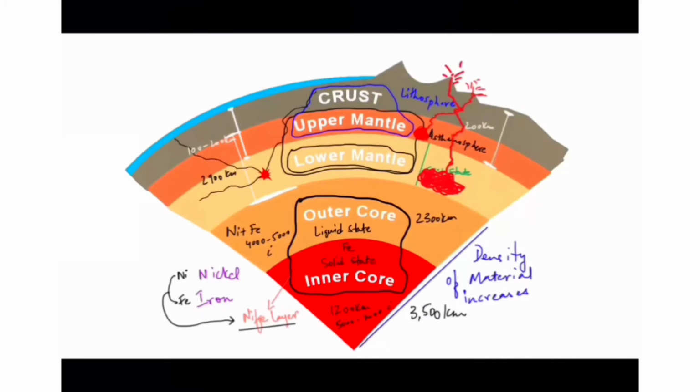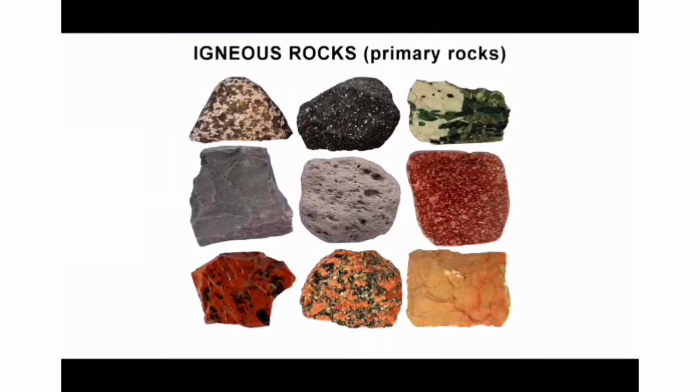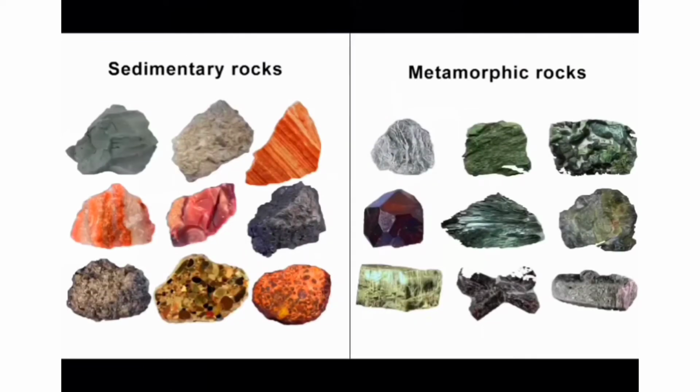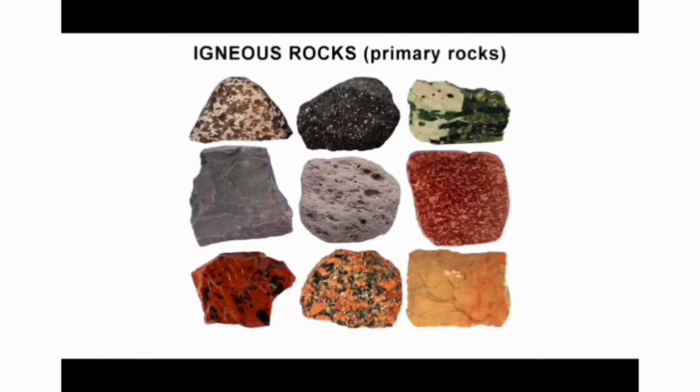So anything that is formed from the basic ingredient of the earth is termed primary rock. The sedimentary and the metamorphic rocks are called secondary because they are formed from igneous rocks. You see, igneous rock is the reason why sedimentary and metamorphic rock exist. Let's understand the cycle.